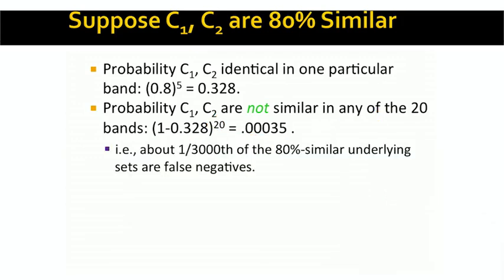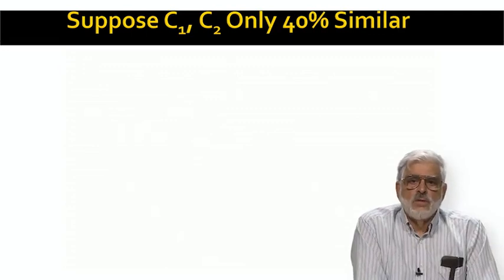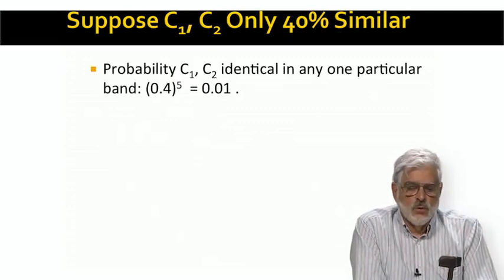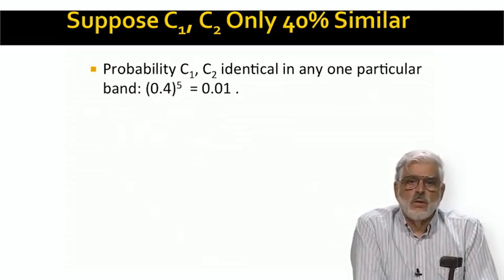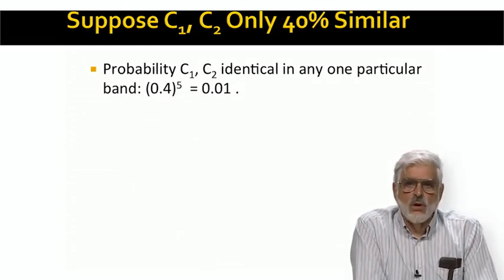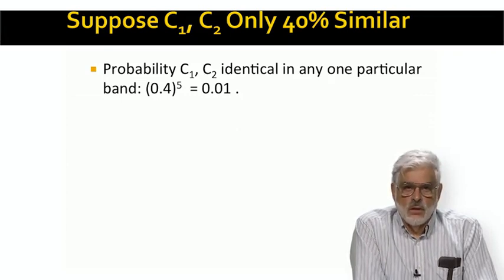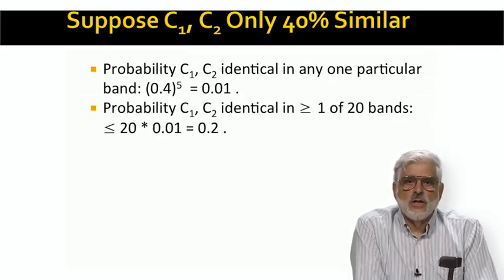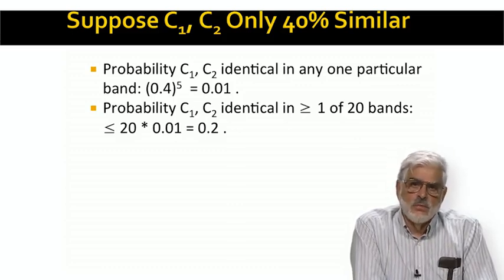Put another way, the probability of a false negative, a pair of sets that have Jaccard similarity 80% but whose signatures do not become a candidate pair, is 0.00035, or about 1 in 3,000. Now look at a pair of sets that have Jaccard similarity 0.4. The probability their signatures are identical in a given band is 0.4 to the 5th power, or about 1%. The probability that their signatures hash to the same bucket in at least one of the 20 bands is surely no more than 20 times that, or 20%.